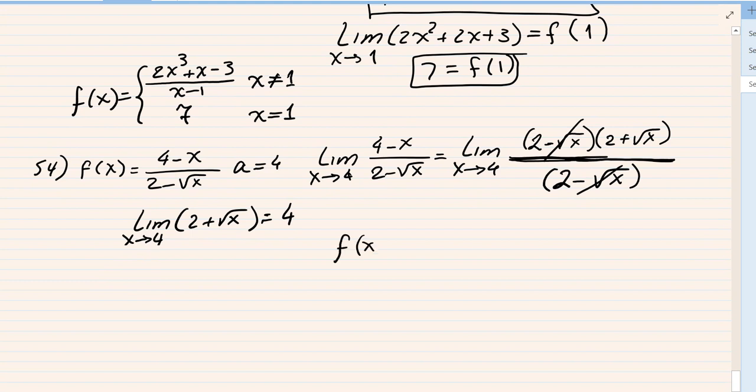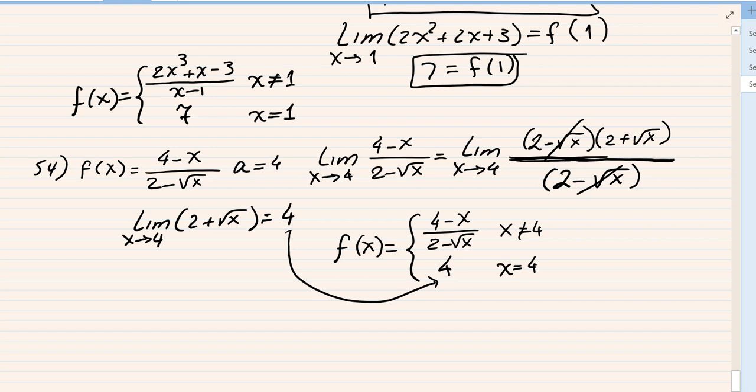So we're going to let f of x be what the original function is, right? But remember, in the original, x cannot be 4. So we're going to let that x be 4. When x is 4, the value of the function is also 4. That's pure coincidence, folks. This turned out to be the way it did. Okay. So there's number 54.